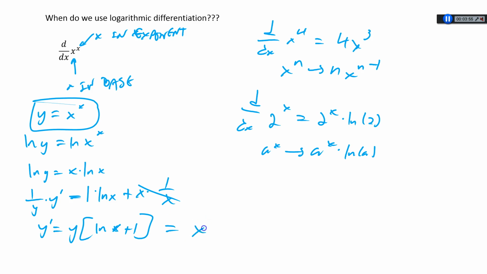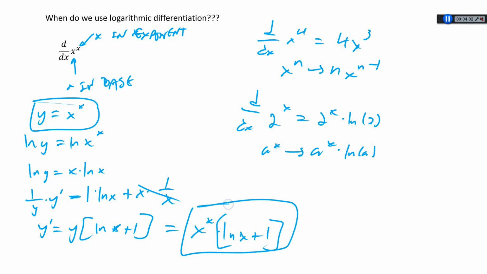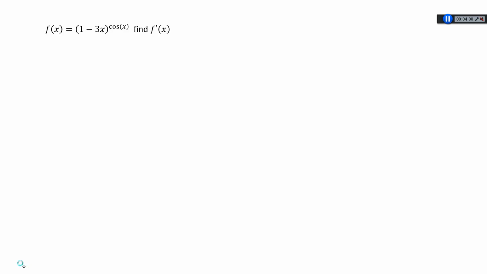So this is equal to x to the x times ln of x plus 1. And that'll give you the slope of the tangent line at any point that's on x to the x power. Cool. Let's try another example. Ooh, fun. Got some trig. So 1 minus 3x to the power cosine x. So now y equals (1 minus 3x) to the power cosine x.